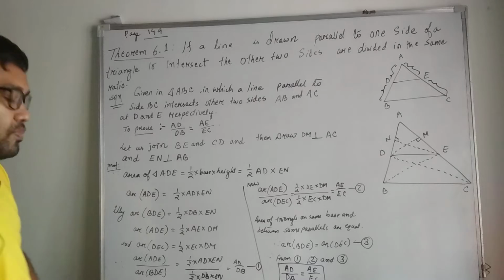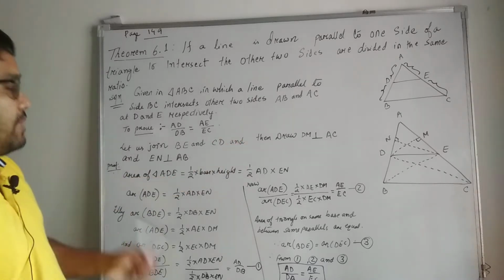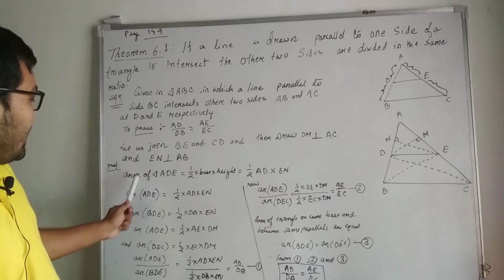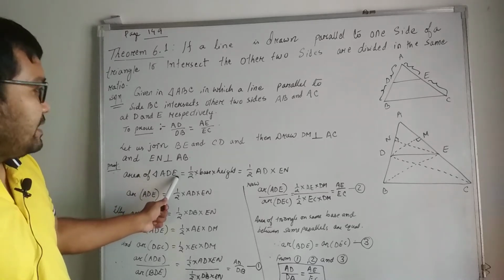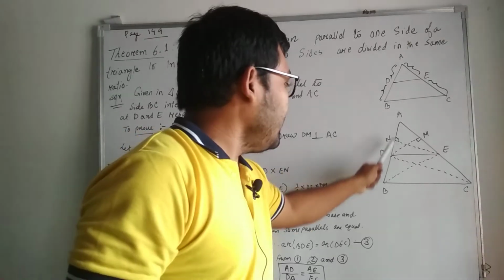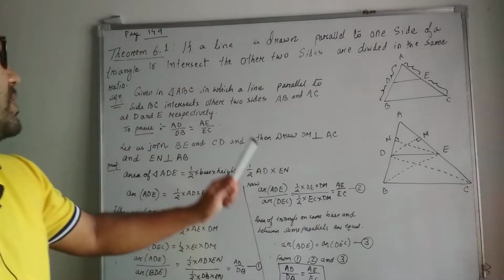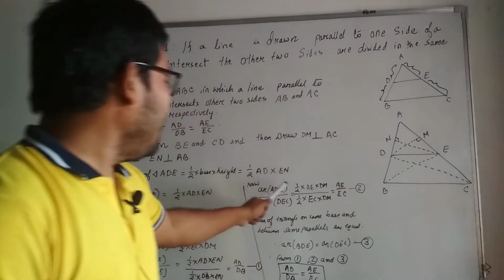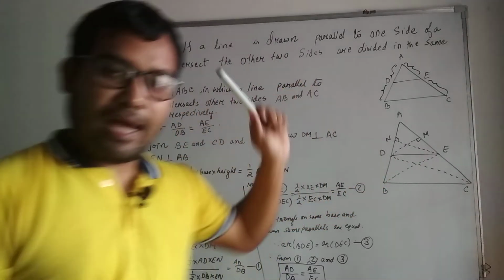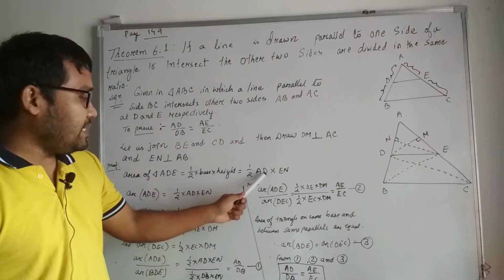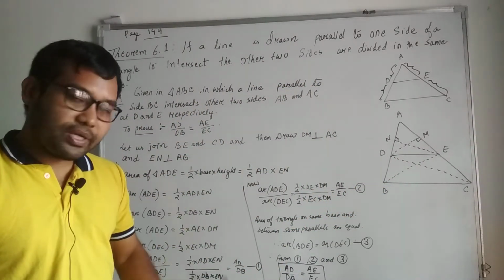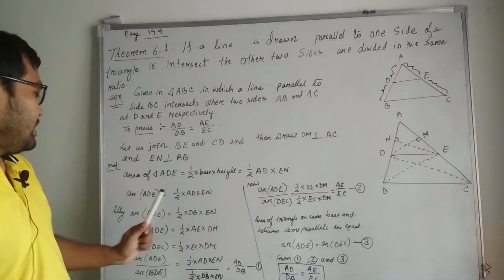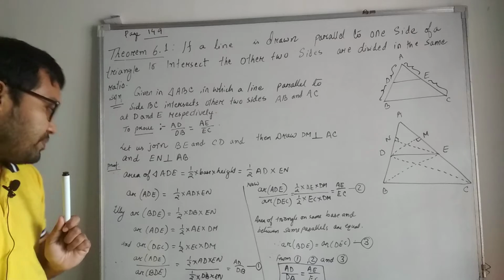Now we know the area of a triangle is half into base into height. So first, if you see the area of triangle ADE, it is half, AD is the base and EN is the height, half into AD into EN. This is the area of triangle ADE that we have taken out. This is the first condition we have.